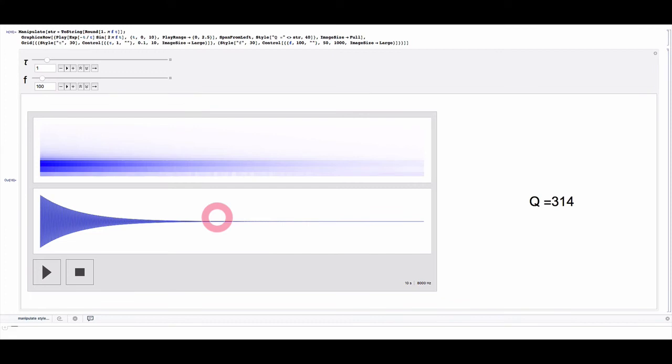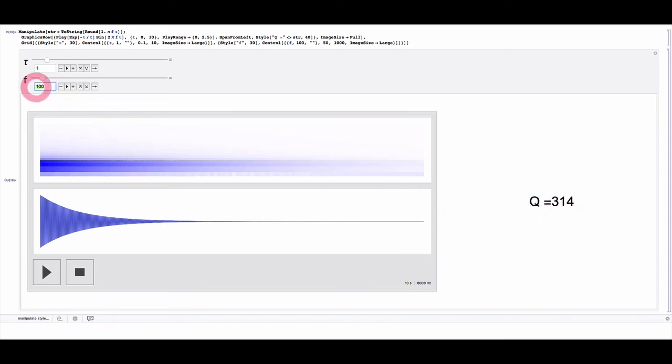So let's get some intuition about how quality factors work using audio signals. Here I've got Mathematica playing a sinusoidal tone, so a single frequency tone, with a decay time of 1 second and a frequency of 100 Hz, and it sounds like this.